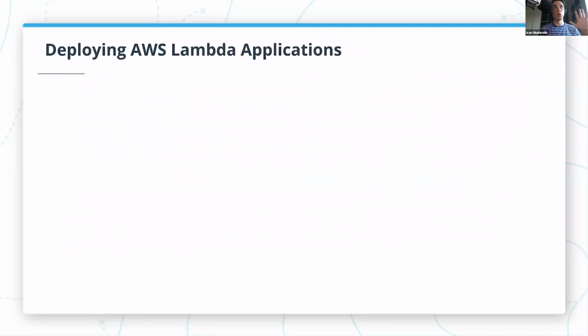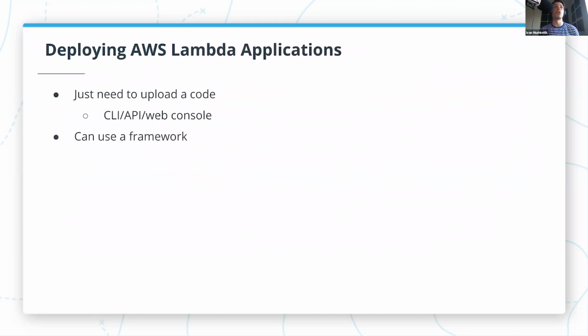Now, the question is how to deploy AWS Lambda applications or function as a service applications. Well, we just need to upload code to a cloud provider and they'll take care of the rest. To do this, we can use CLI, we can use APIs, or we can use Web Console. But a better option is to use a framework that was created for this purpose. And the most popular option as of today is known as the Serverless framework, and this is the name of a framework itself.